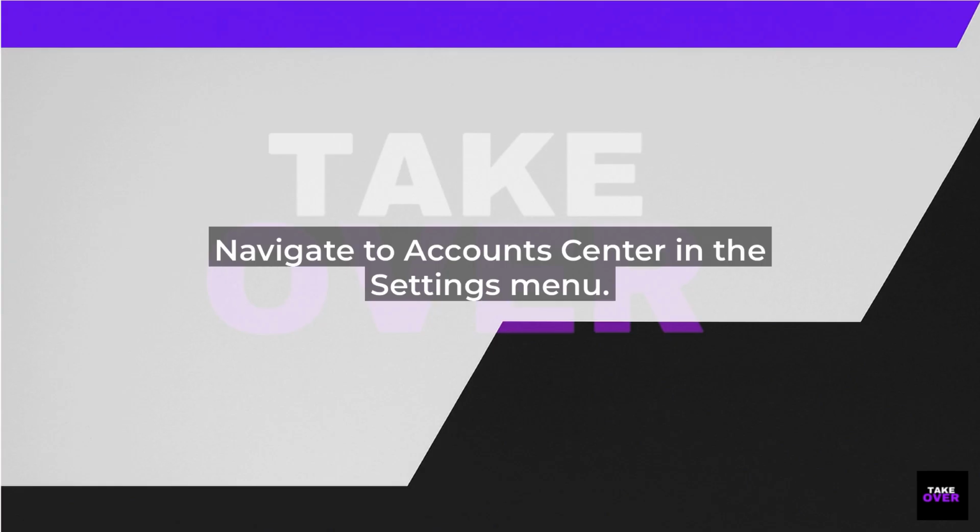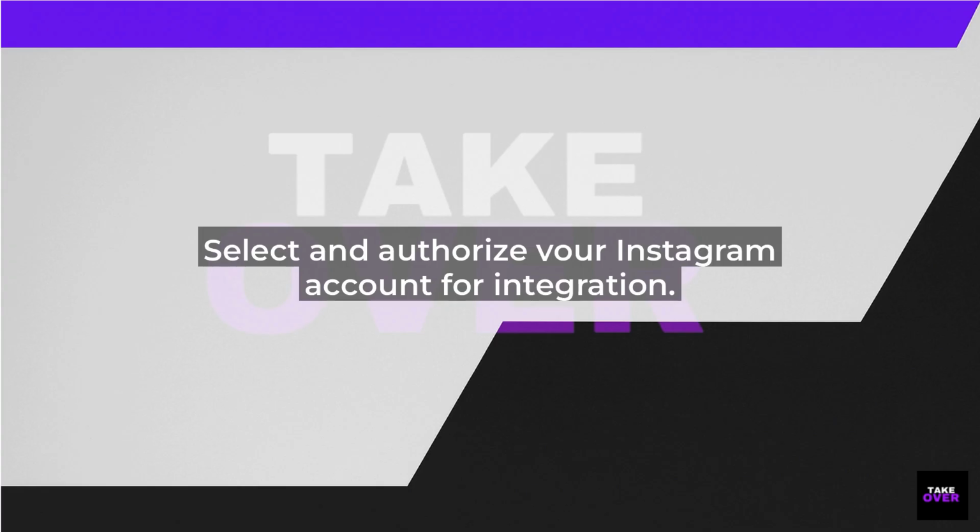Step 1. In the Settings menu, find the Accounts Center section. Here, you'll see an option to add or connect accounts. Click on Add and select Instagram from the list. Meta might prompt you to log into your Instagram account. Go ahead and do that with your business or professional profile.